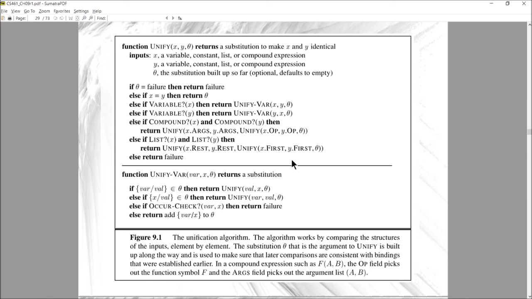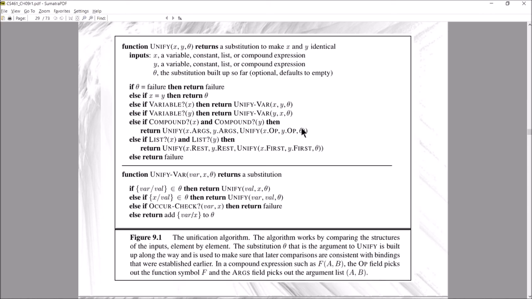Okay, so anyway, I think I'll just leave it at that, giving you an idea. Here's the side-by-side comparison of the elements. You're checking to make sure that they're both compound, they're both lists. If one of them's a variable, go ahead and do your unification where you're putting your bindings together, and then adding them to the substitution. So I think that's all I want to say about that.